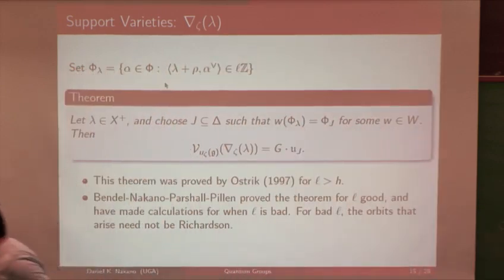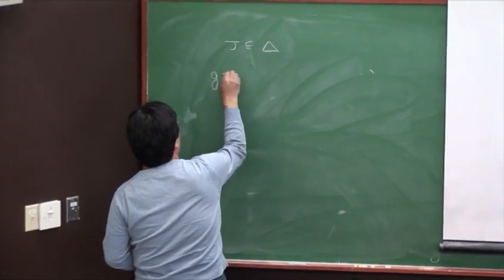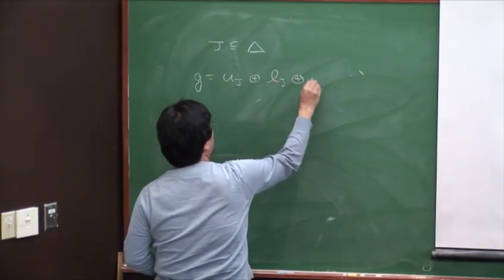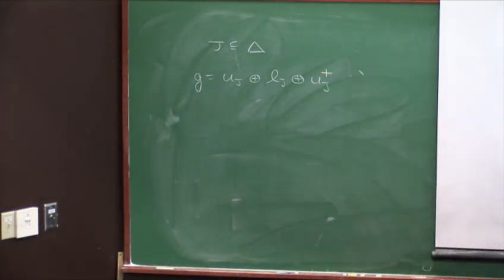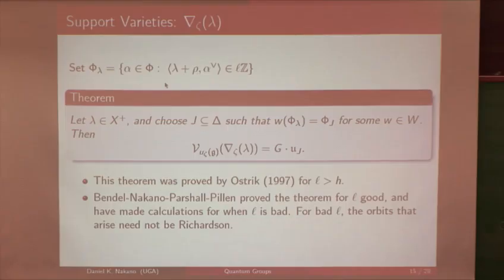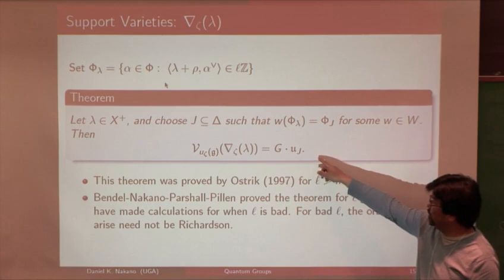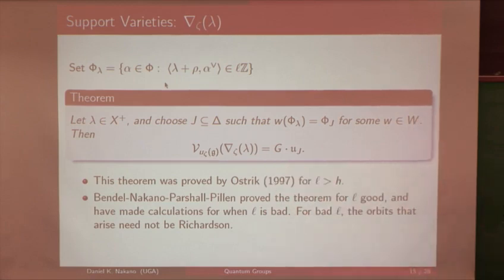let me just write it over here. So once I have this J, then I can just break up the Lie algebra in terms of its Levi decomposition. Like this. So that's how I get the u_J plus u_J. And then what the theorem says is that if you pick a lambda, you do this procedure, then you just saturate by the action of the group. These will consist of nilpotent elements, and that gives you the answer for the support variety.